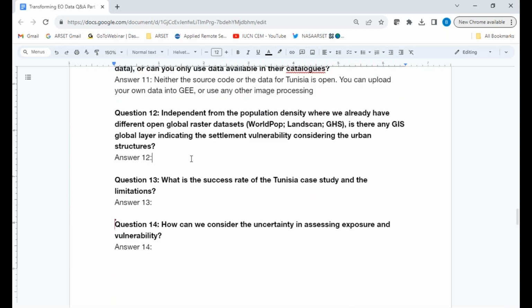Question 12, independent from population density, where we already have different global raster data sets, WorldPop, LandScan, for example, is there any GIS global layer indicating settlement vulnerability considering the urban structures? And I'll try to capture what you say here. Mike, do you want to give this one a shot?